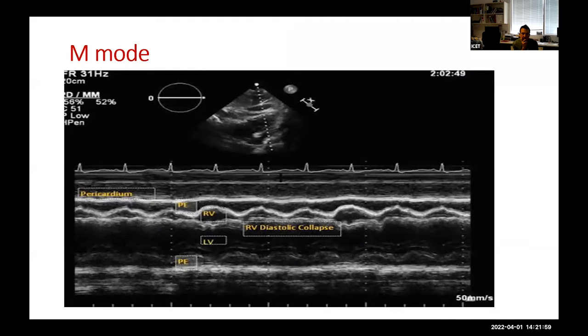And M mode, through the subcostal view and the free wall of the right ventricle, is very good at picking this up, and it also allows you to time it quite well. And you can see the dipping of the wall occurs during early diastole.